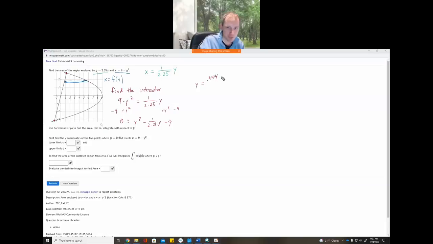Okay, so that's negative b plus or minus the square root of this b value squared minus 4 times a, which is 1, times c, which is negative 9, all over 2 times a, which is 1. And at this point, I think that we can plug this into our calculator.